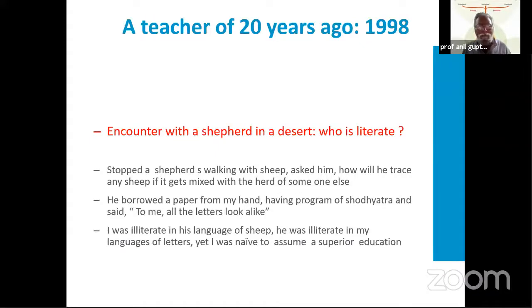And I didn't see the difference. To him, all the letters looked alike. He was illiterate in my language, I was illiterate in his language, and I was making fun of him in some sense. That was a slap on my face. How would I learn this unless I had an encounter of this kind?